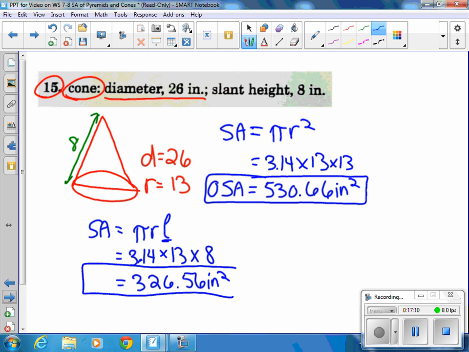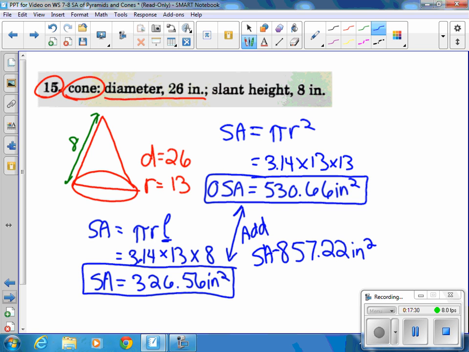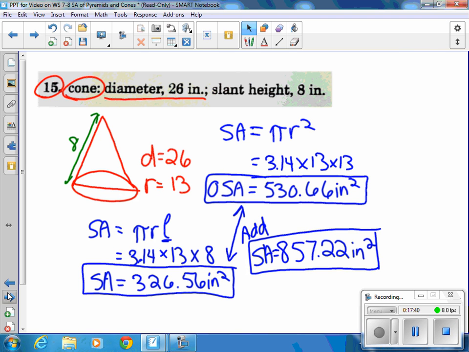And again, that's my surface area of the sort of Pac-Man shape that I showed you before. Again, when I add these together, these two need to be added. I wind up with 857.22 inches squared. That's my total surface area of the cone. But remember, if they give it to you in words, it's a good idea to draw a picture. Okay, make sure if you have any questions, now would be the time to ask them, or write them down, and we can get to those questions that you have.